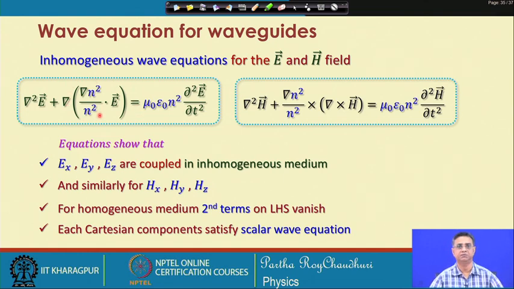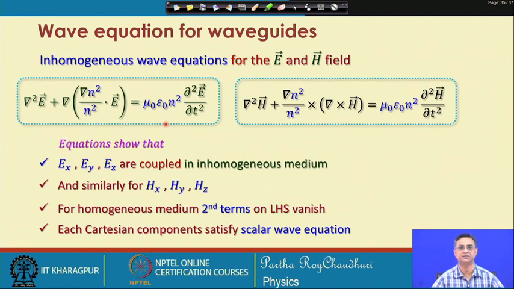But this term, as a checkpoint, we can check that if the medium is homogeneous, that is if there is no del n square, then this quantity becomes 0, and this equation reduces to the form of the homogeneous wave equation. And likewise for the magnetic field part, if del n square itself is 0 for homogeneous medium, the equation simply reduces to del square H equal to mu naught epsilon naught n square del square H by del t square, which is the same old equation for the homogeneous medium.